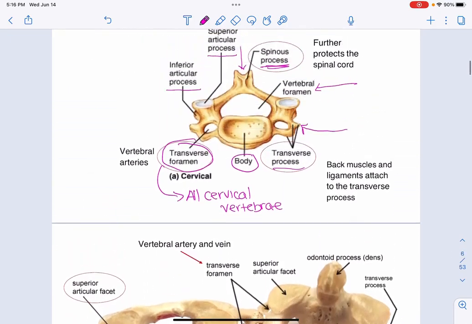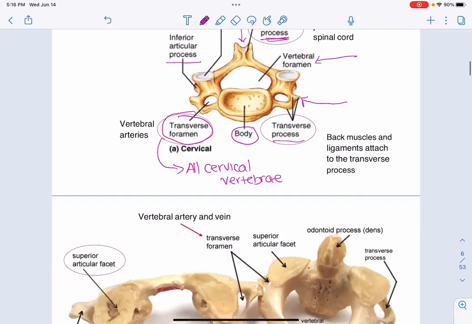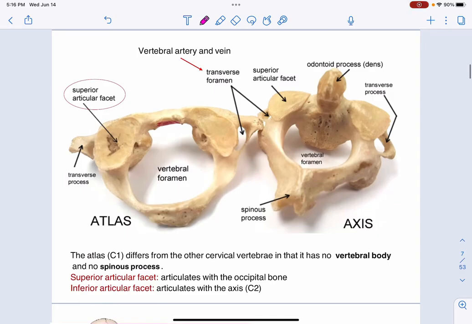Okay, now that we've mentioned what the typical cervical vertebra looks like, I have to tell you that C1 and C2, cervical vertebrae 1 and 2, look nothing like the other cervical vertebrae. So I want to talk about C1 and C2, and then I'll go on to show you the rest of them. C1 and C2 actually have specific names. C1 is named atlas, and C2 is named axis.